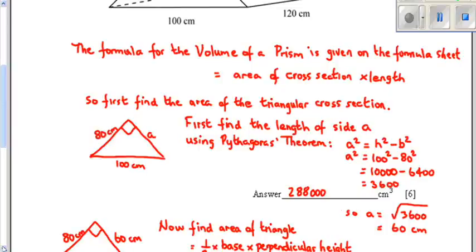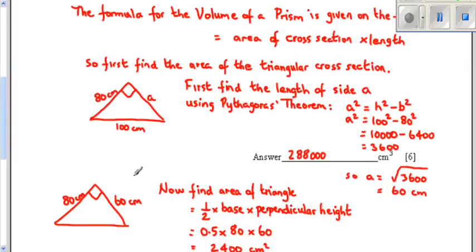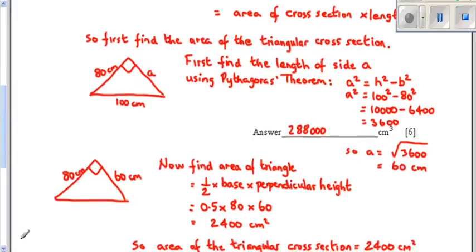So now we know that this length is 80, this missing length here is 60, and we can find the area of the triangle, which is half times the base, so we'll call the base 80, multiplied by the perpendicular height, which is 60. When you key that into your calculator, it's 0.5 multiplied by 80 multiplied by 60, and that works out to be 2,400 centimeters squared.